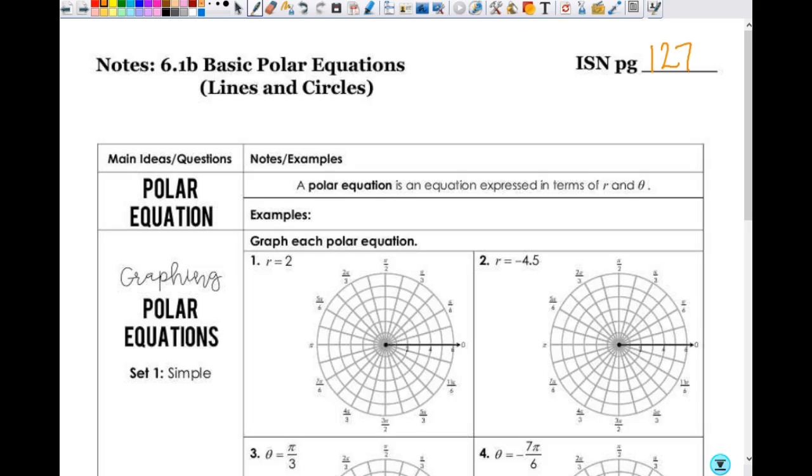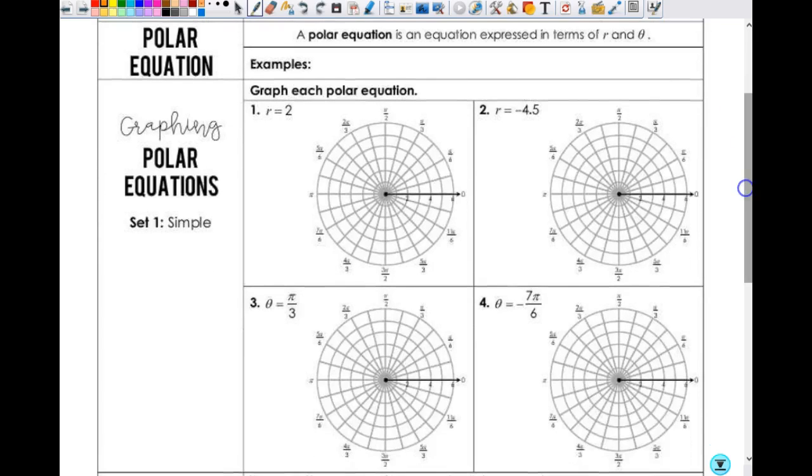So a polar equation is an equation that's expressed in terms of r and theta, obviously not in x and y, right? So we could have something that looks like r equals 5, or theta equals pi halves, or r equals 3.5 cosine theta, that kind of thing, okay? So those are just some examples of what polar equations could look like.